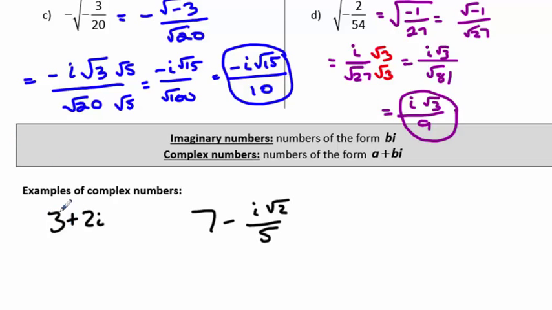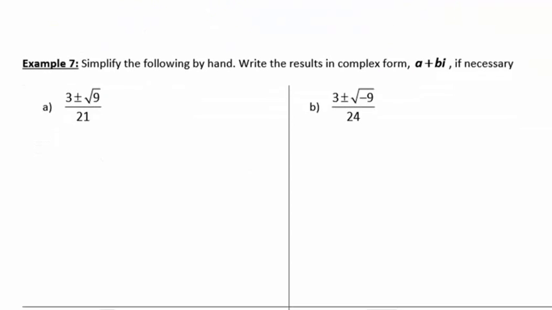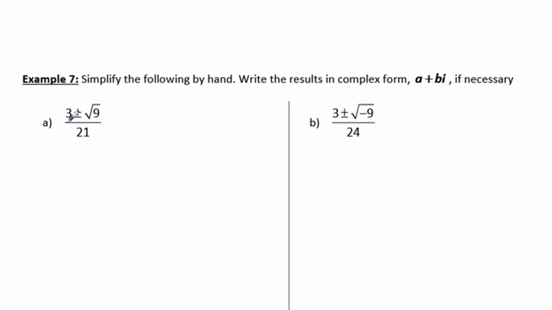They have a real component, a part that is not imaginary, added to a part that is imaginary. I've got some complex numbers I want to simplify here. Now notice that these complex numbers actually represent two numbers. This first number here is 3 plus and 3 minus the square root of 9. But I can simplify them together. So in the first one, this is 3 plus or minus the square root of 9 is 3 over 21.